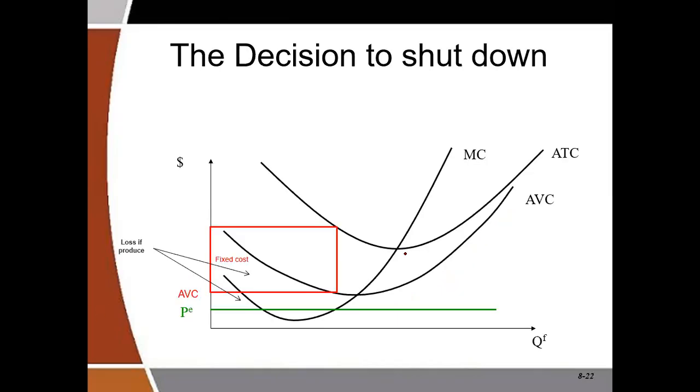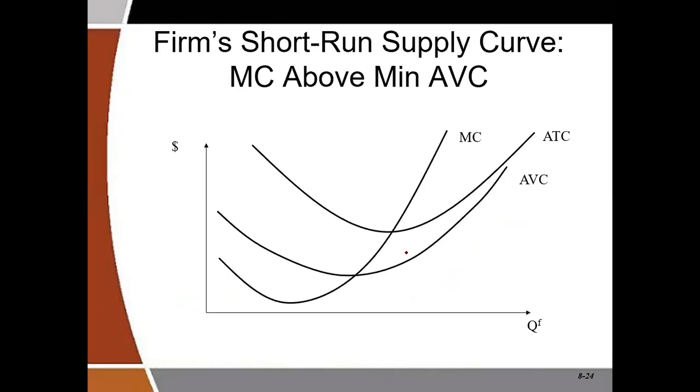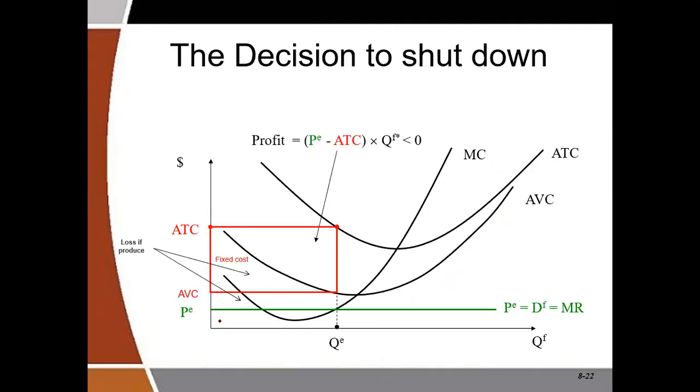Okay, now let's look at this example. In this example, the price is lesser than the minimum of the average variable cost. So here, the firm has to shut down because the price is lesser than the minimum of the average variable cost. The firm would have to shut down. Okay.